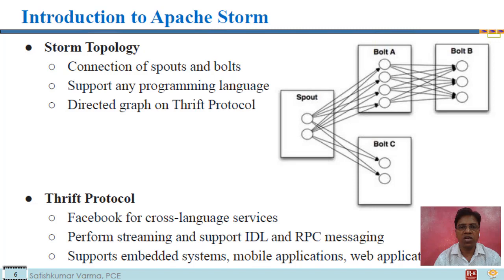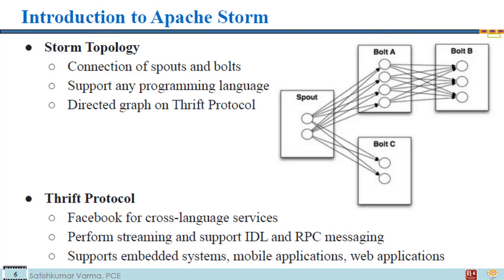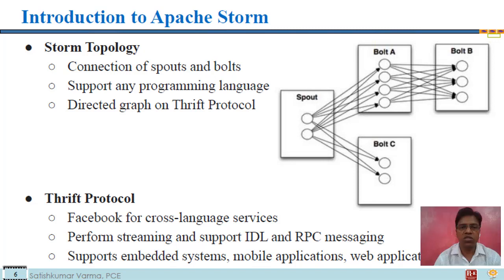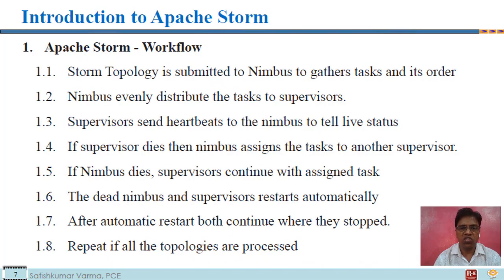Storm topology is a Thrift struct and Nimbus is a Thrift service. We can create and submit topology using any programming language. The Thrift protocol was built at Facebook for cross-language services based on remote procedure calls. Now it is an open source Apache project. It is an interface definition language to define new data types and services. In addition, it can perform streaming, messaging, and RPC in distributed applications.